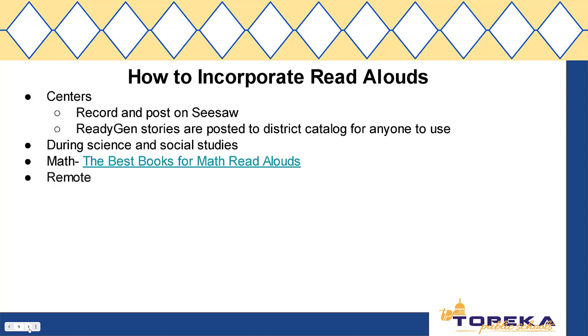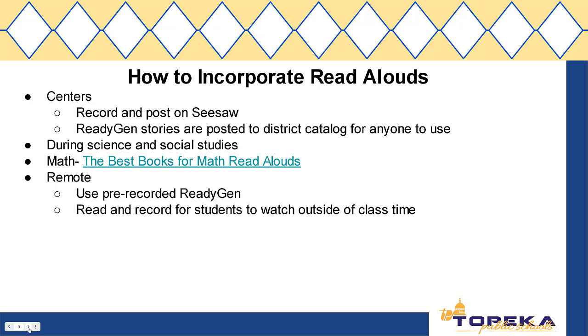Let's say you're wanting to incorporate read-alouds in a remote fashion. Again, you could use pre-recorded ReadyGen stories. You could read and record for students to watch outside of the classroom. That's working on that flipped classroom model. So maybe they watch it outside of class, or they watch it during the center and they come back and you talk about the read aloud as a class.